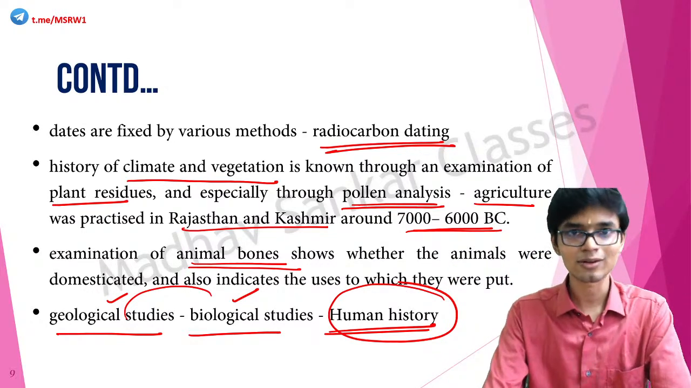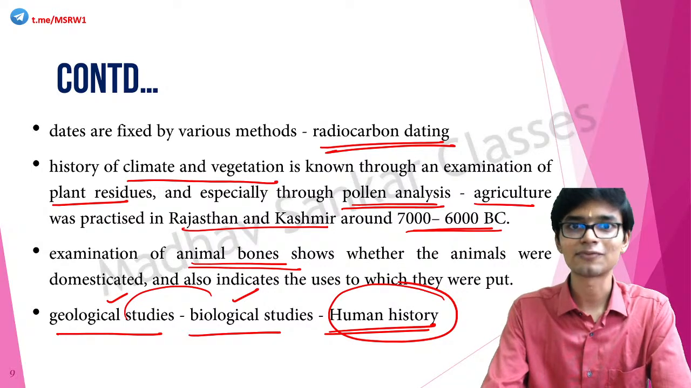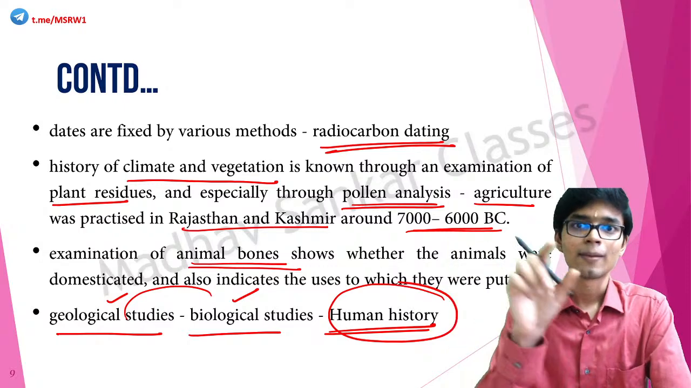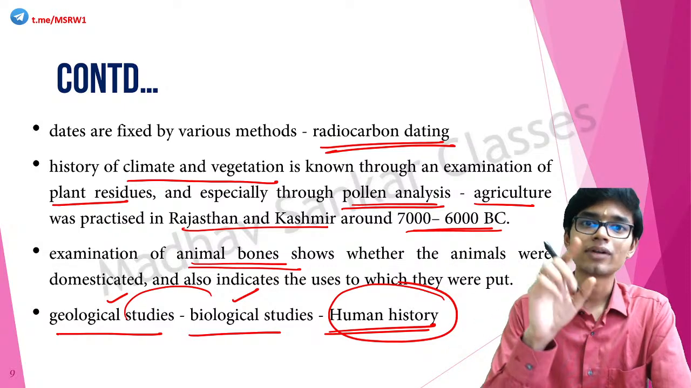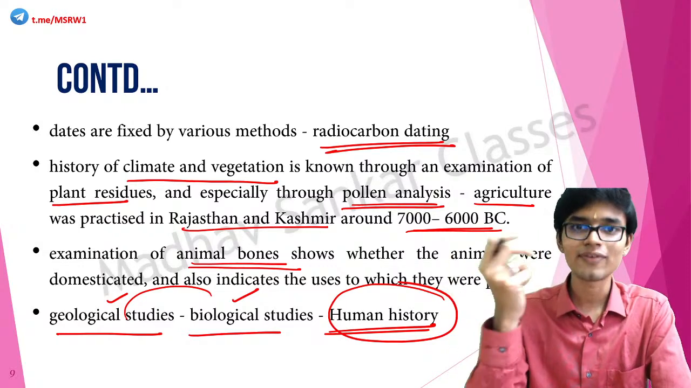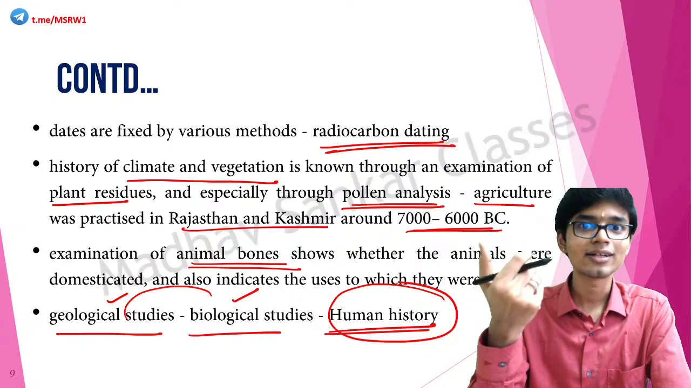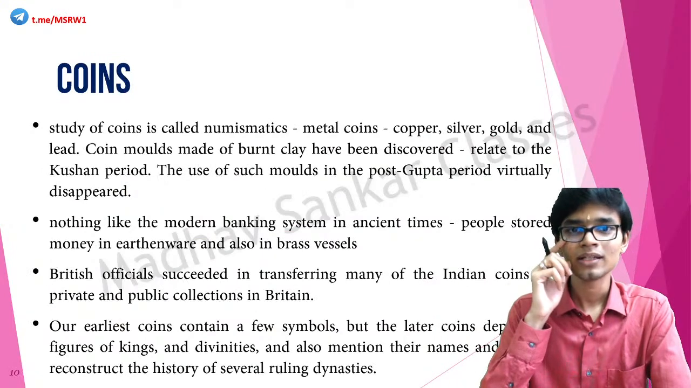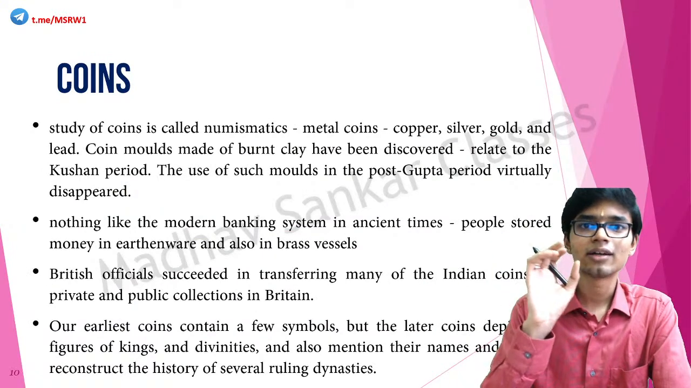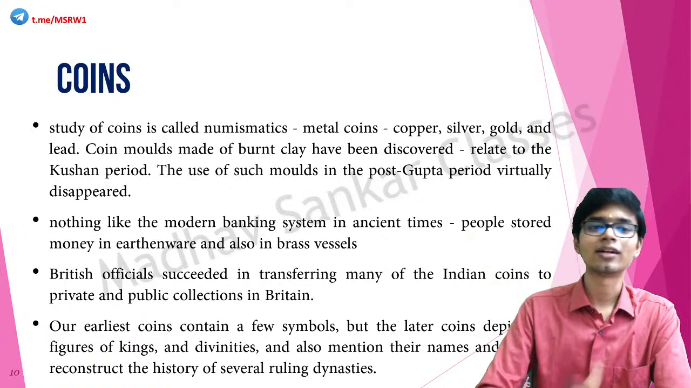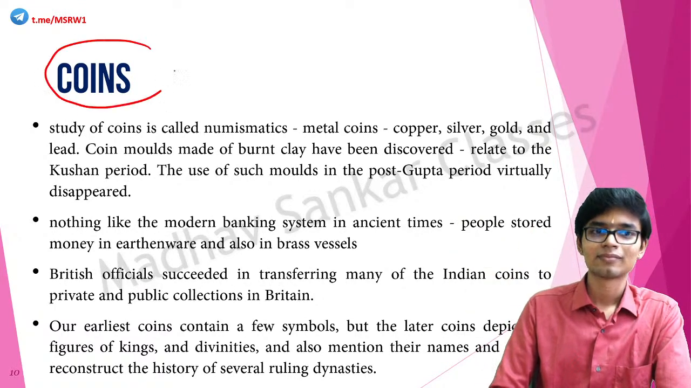So we will see that also. When we study the Harappan civilization, for example, we will definitely be looking into the human history of Harappa. But we will also talk about Harappan geological factors, climatic factors, biological factors, etc. So among all the archaeological observations and findings, the most important or most obvious one are the coins.